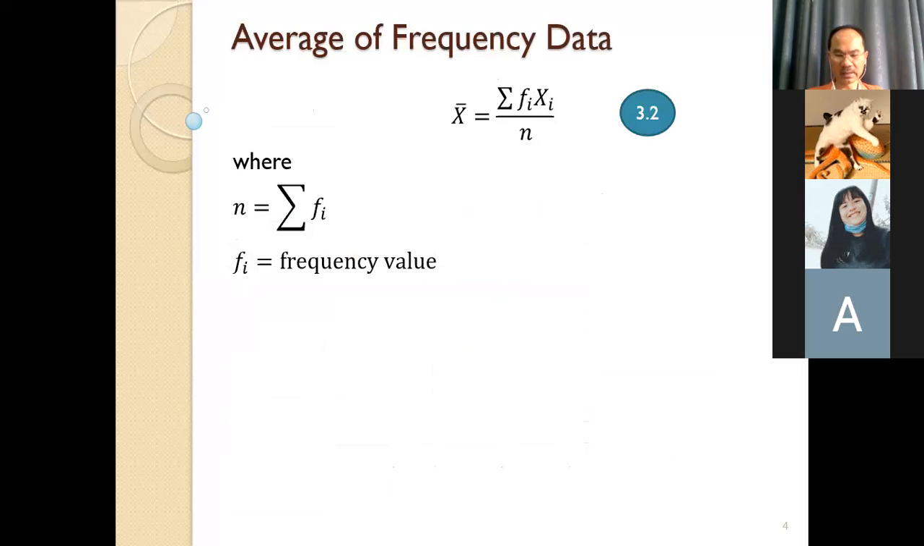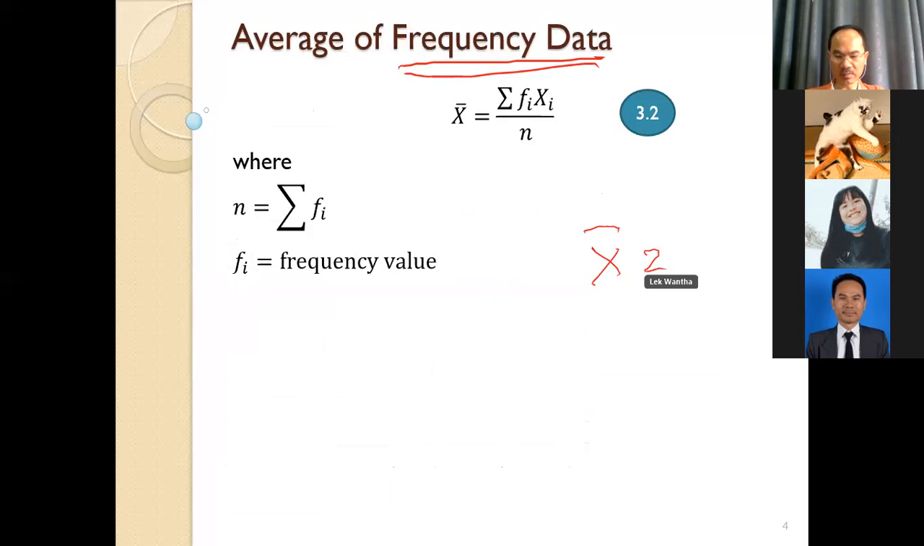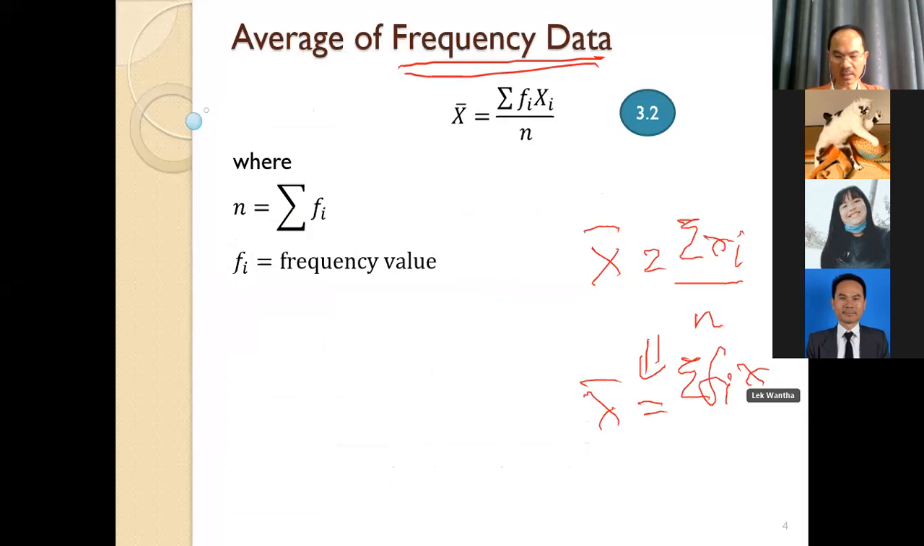The next property is also the average, but for this case, your data have frequency data or group data. For the frequency data, we have to modify the average formula from x bar equal to summation of xi divided by n, to summation of fi xi divided by n. fi is the frequency of your data.